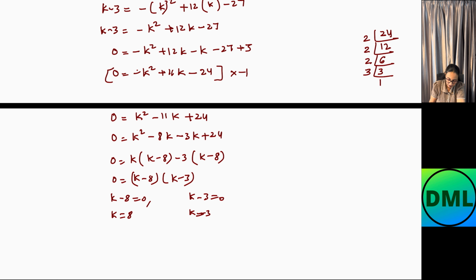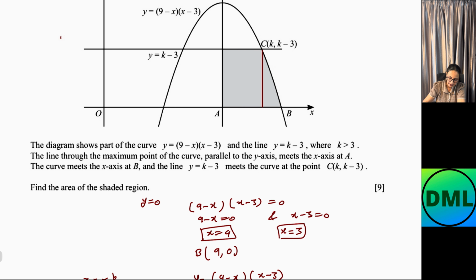Let's write down the c coordinate here. C coordinate will be written as k, k minus 3, which is 8, and 8 minus 3. So my c coordinate is given as 8 and 5. I need to find out the area of the required region, as we can see in the question.